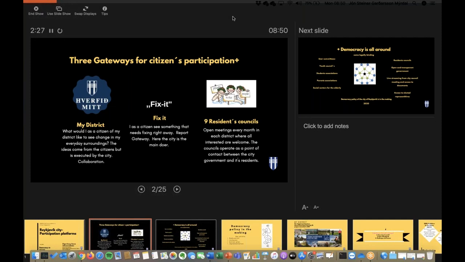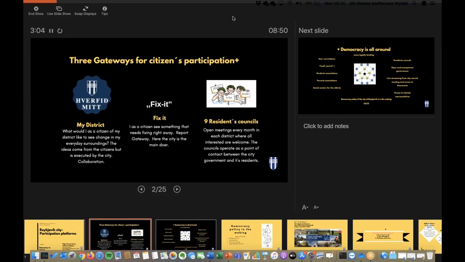Fixit is a relatively new platform, and it is more of a service tool than it is a democracy tool, where people can log in and suggest what needs to be done in the neighborhood, if there's a hole in the road or a light bulb that's missing or things like that. But the democracy tool is My District, and I will be telling you mostly about that in my presentation.